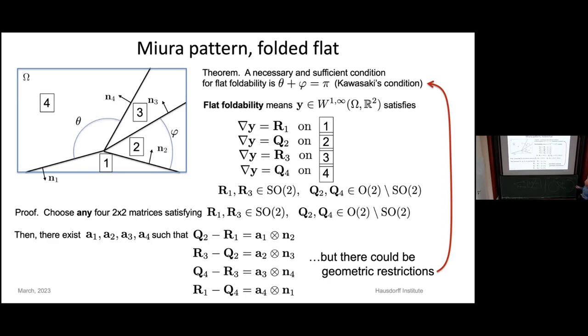And so there's a little calculation that I won't present, but you work with these four equations. First you eliminate these, then you eliminate the a's. You find the restrictions on the n's. The answer is theta plus p equals pi. So necessary and sufficient conditions that this structure is flat foldable are theta plus p equals pi. And as I said, if you do that with a piece of paper, you'll see that that's accurately satisfied.